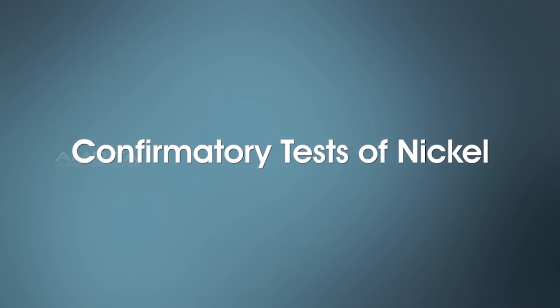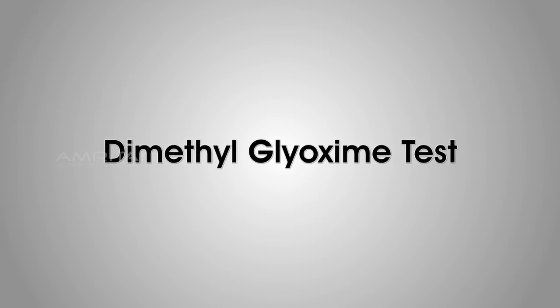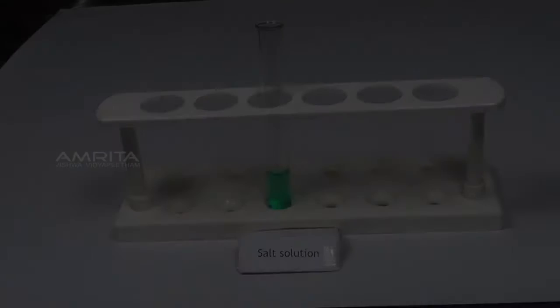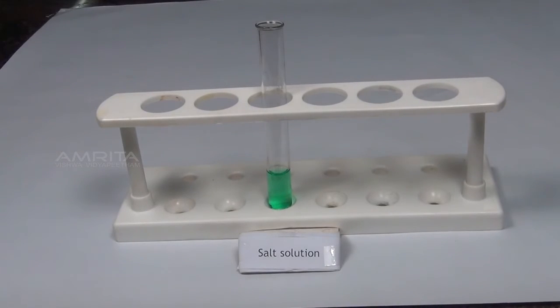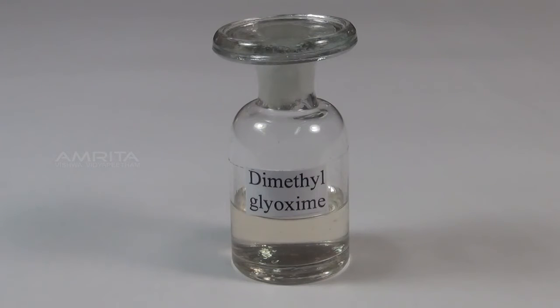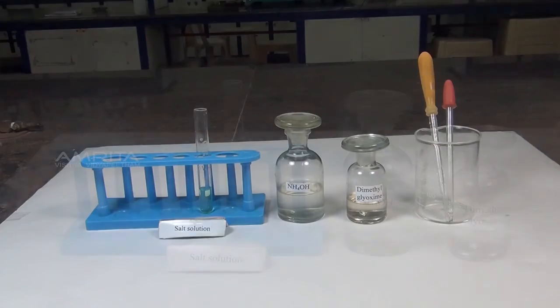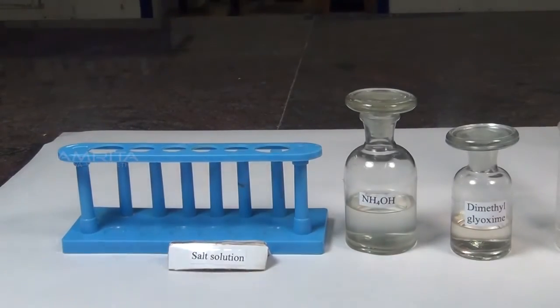Finally, we look at the confirmatory tests of nickel. Dimethyl glyoxime test. Materials required: salt solution in a test tube, ammonium hydroxide, dimethyl glyoxime and droppers. Procedure: take a small quantity of salt solution in a test tube.